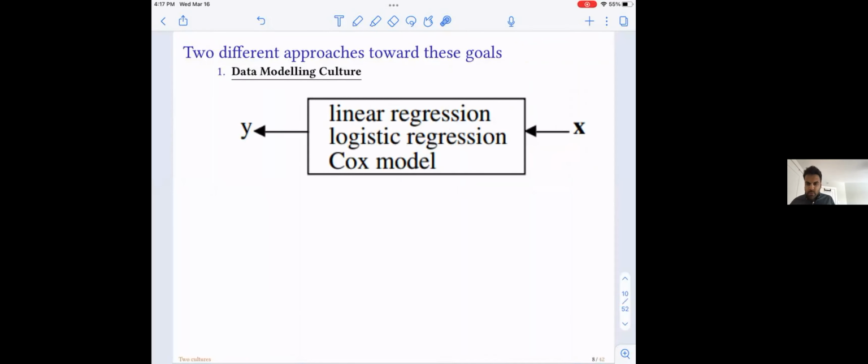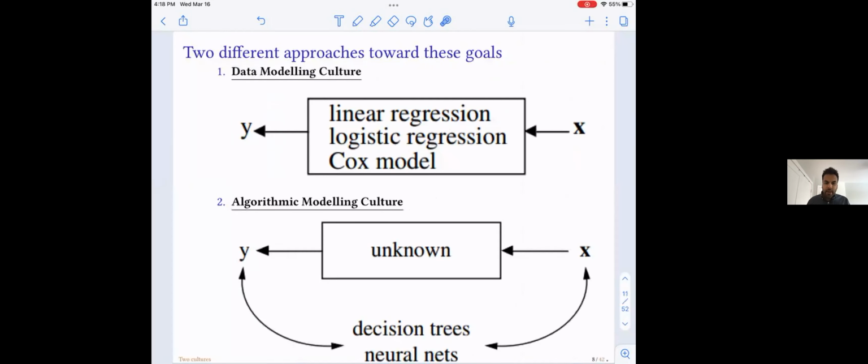So this is what Breiman mentions in his paper: the data modeling culture focuses really on these regression models. We have linear, logistic, and Cox, which are some of the famous ones, but there are many others. The idea is that you're approximating nature with these specific models. So that's the data modeling culture.